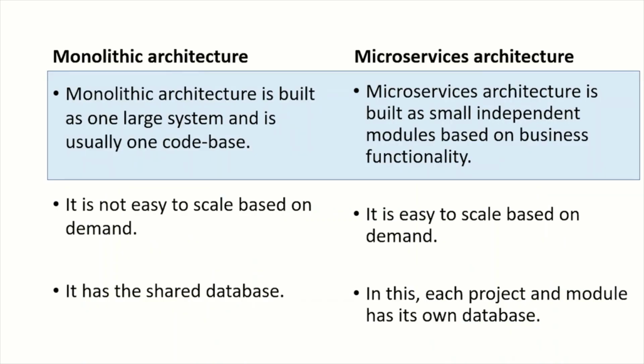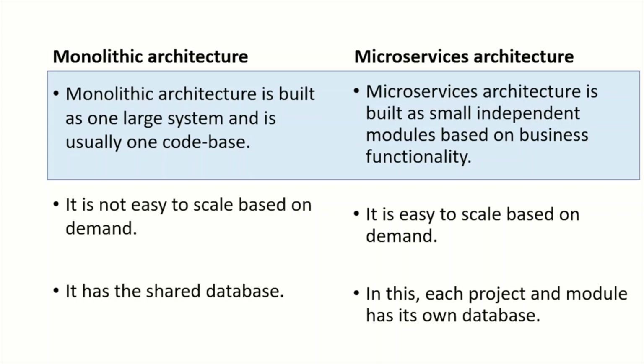Monolithic architecture is built as one large system and is usually one code base. So when we talk about monolithic architecture, it is one large system. Irrespective of how many functionalities or how many services we have, everything will be coded in one single code base.